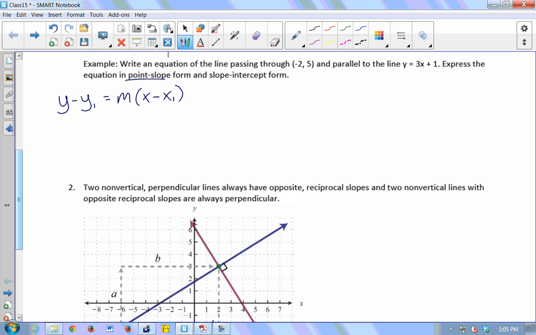All right, so this line that we're trying to find the equation of, it's parallel to the line y equals 3x plus 1. So what do I know about its slope? Slope has to be 3. If the line I'm looking for is parallel to this line, it has to have the same slope, and the slope of this line is 3, because this is the slope intercept form. So I go ahead and I put in my slope is 3.